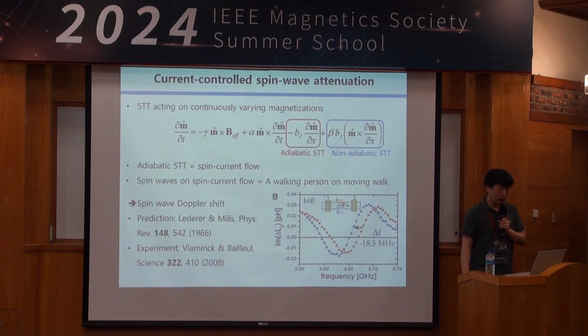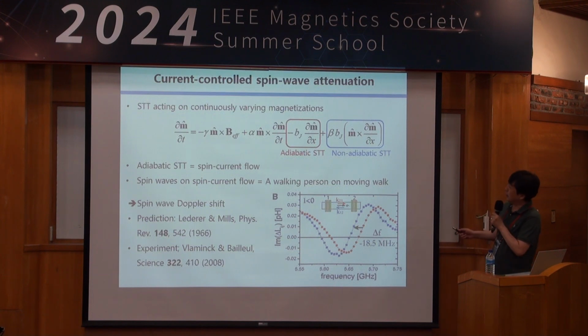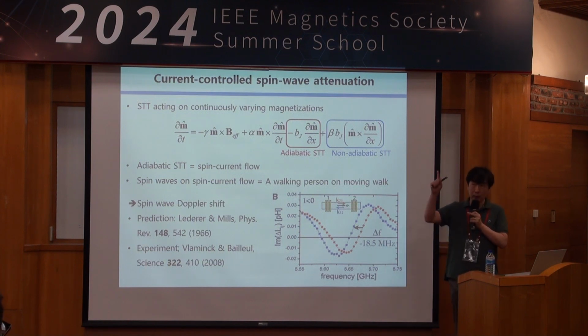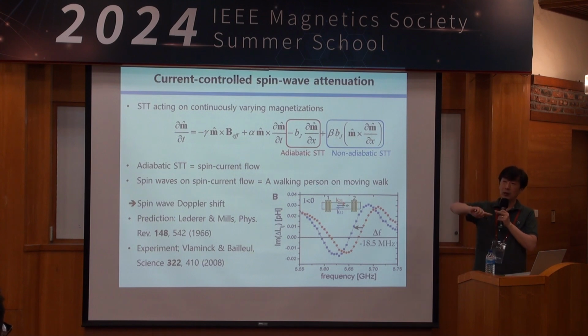The second example is spin wave attenuation. With a continuously varying magnetization, the shape of the spin transfer torque changes a little bit. So now we have an adiabatic torque proportional to the gradient of the magnetization, and a non-adiabatic spin torque, including the gradient and also a factor beta. This beta term is called the non-adiabaticity of the spin current. That characterizes that your spin current polarization doesn't follow the magnetization direction for some reason.